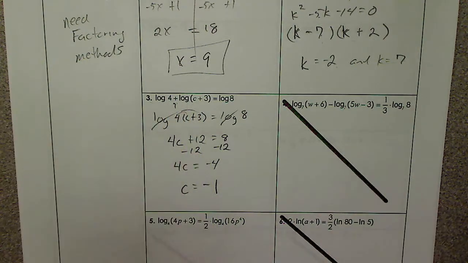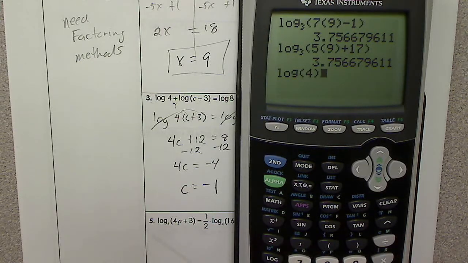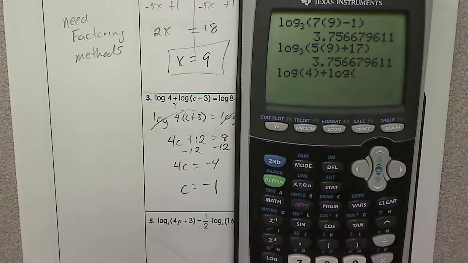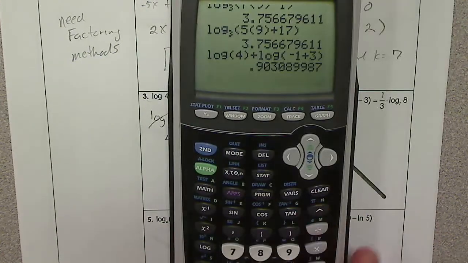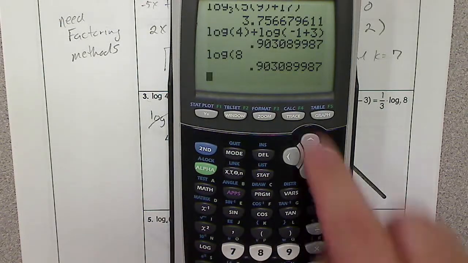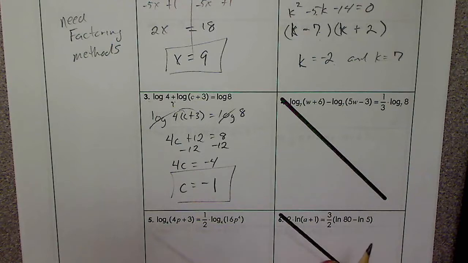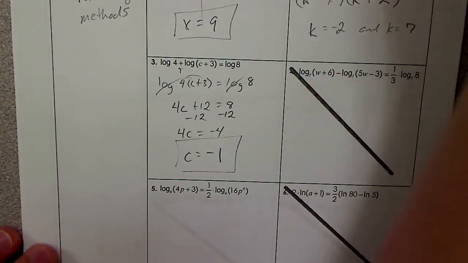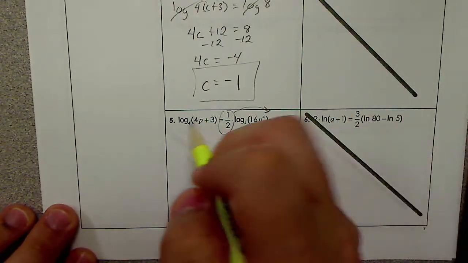So log of 4 plus the log of negative 1 plus 3, is that the same as log of 8? They match up, so we're good with that answer. Okay. Again, the coefficient rule becomes an exponent here.